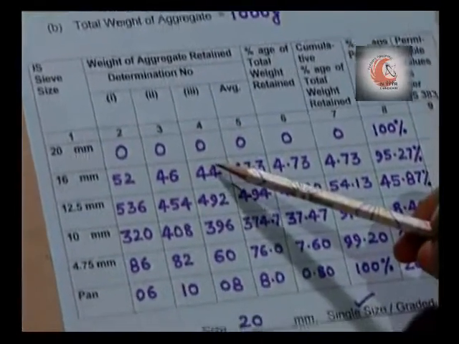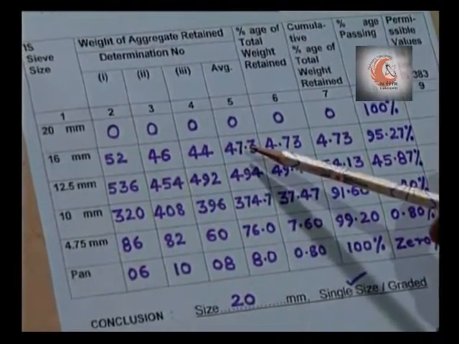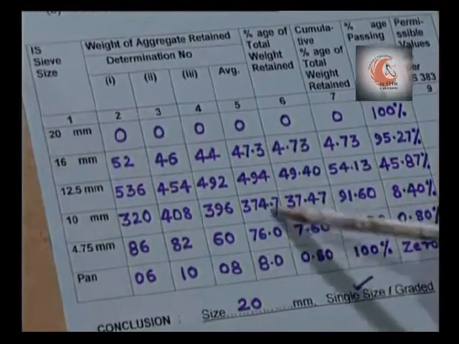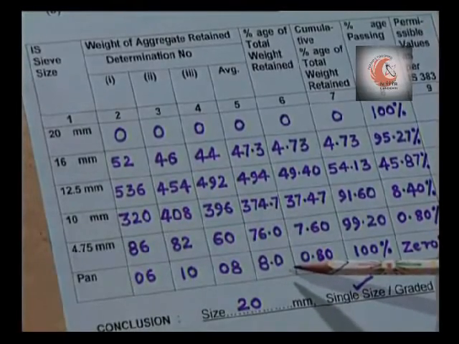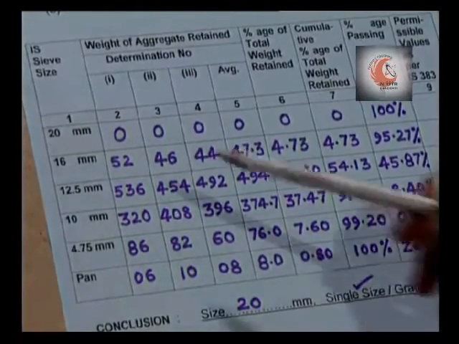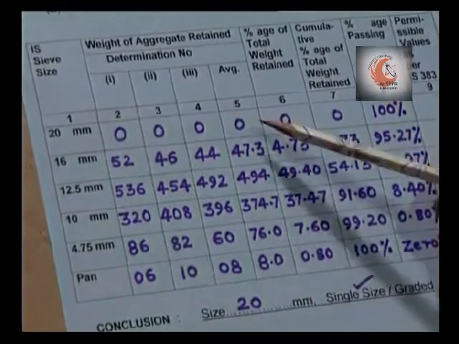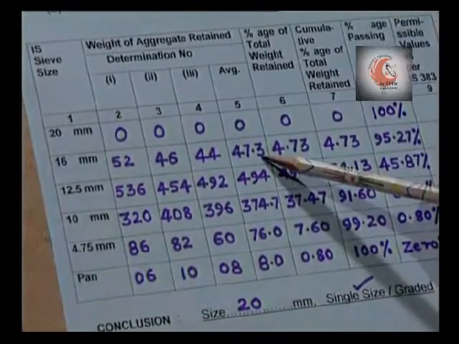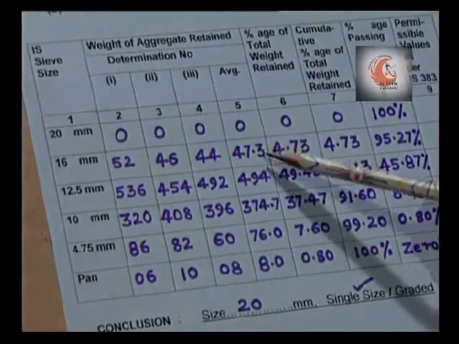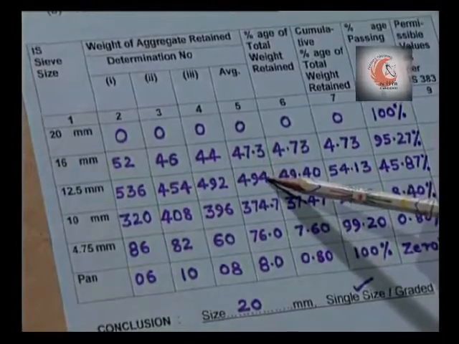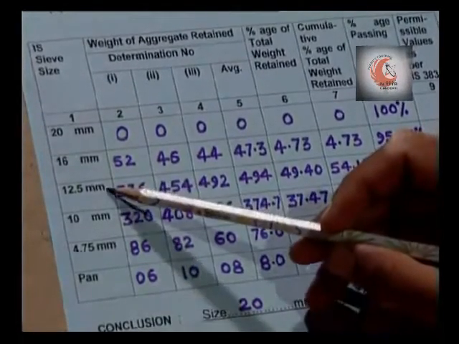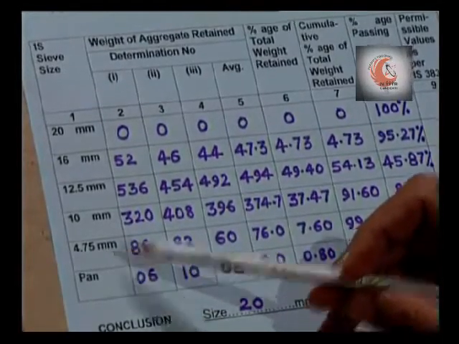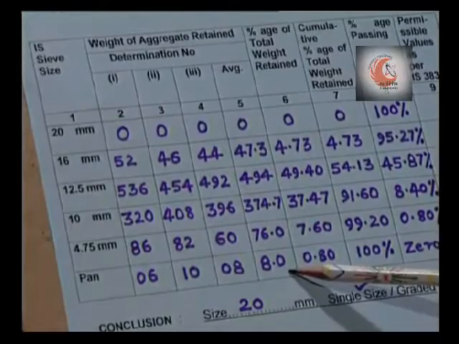From the observed values, first of all, the average weight retained for 3 samples is calculated and placed in the observation sheet. In this case, for 20 mm sieve, it is 0. For 16 mm sieve, it is 47.3 grams. Likewise, an average weight retained on 12.5, 10 mm and 4.75 mm sieves are calculated and placed under column 5.